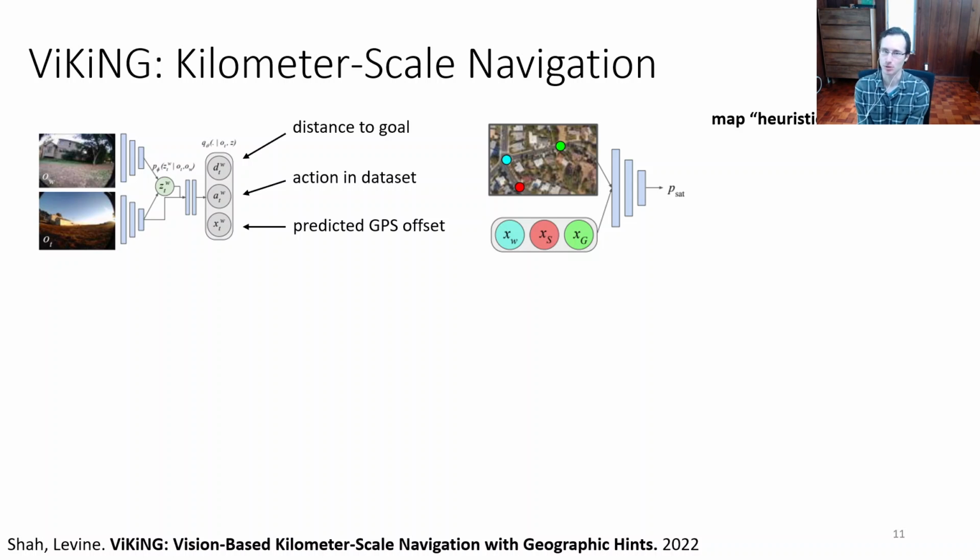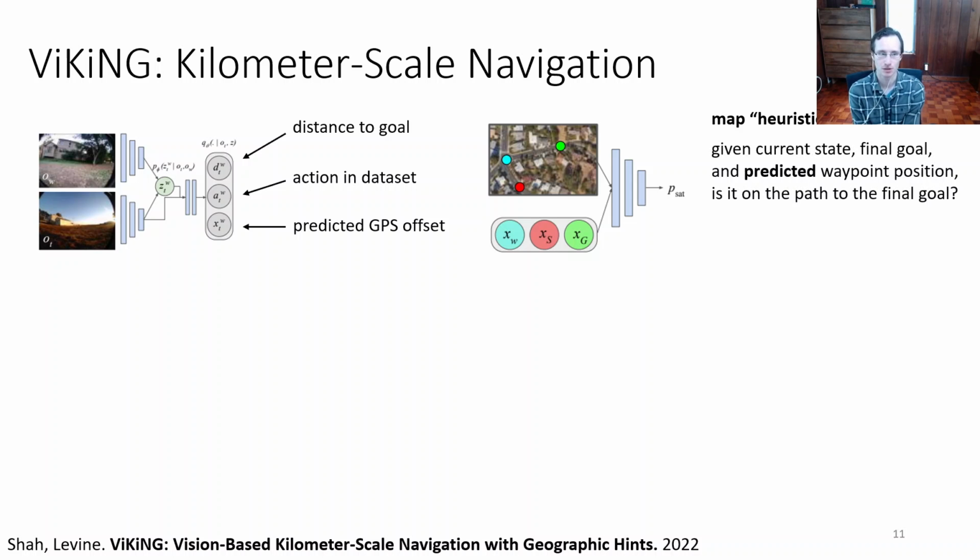So there's a separate heuristic model that looks at the overhead map, that looks at the satellite image, and it basically predicts, given the current position and the goal position, and some intermediate position that we're considering as the next waypoint to explore, what's our guess as to whether that's a good waypoint to explore or not? And that's learned with a contrastive learning method.